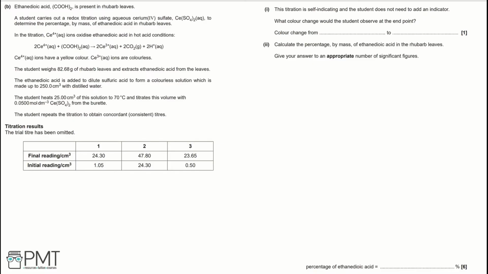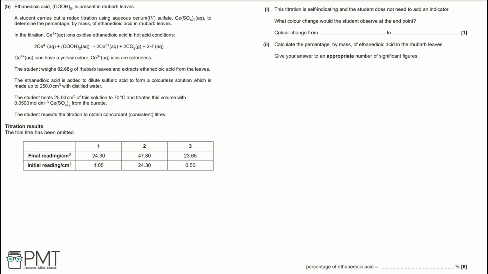Ce4+(aq) ions have a yellow color. Ce3+(aq) ions are colorless. The student weighs 82.68 grams of rhubarb leaves and extracts ethane dioic acid from the leaves. The ethane dioic acid is added to dilute sulfuric acid to form a colorless solution, which is made up to 250 centimeters cubed with distilled water.